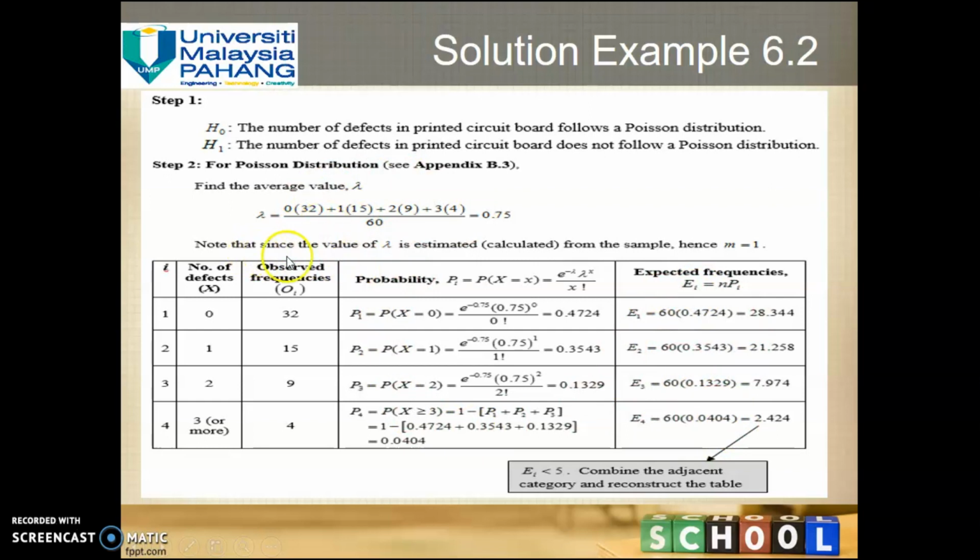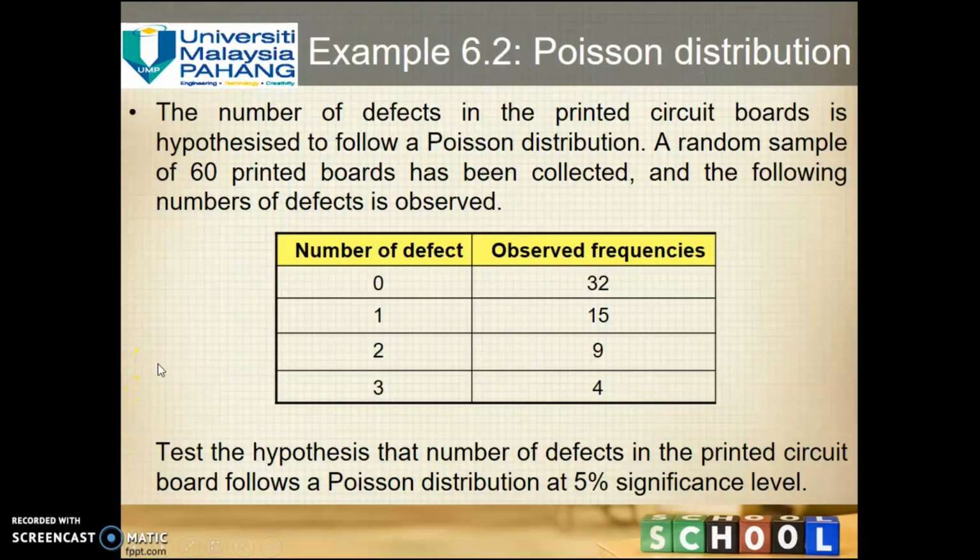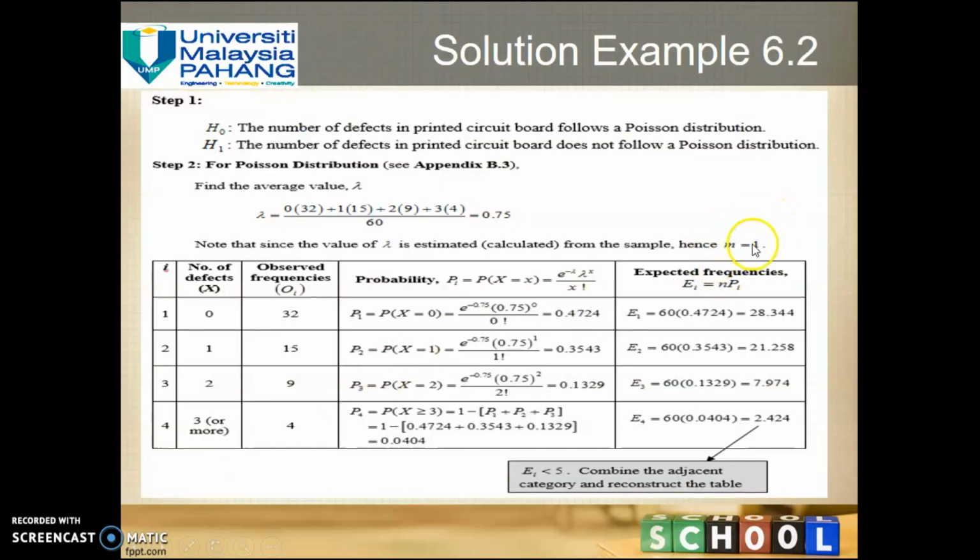Note that since the value of lambda is estimated from the sample, it means we have to calculate it from the data given. So there is no lambda given, meaning we have to find it on our own. That's why the m in your critical value is equal to 1. So now this step does not exist. The probability value will be given in your question. You just calculate the expected frequency to calculate the chi-square.